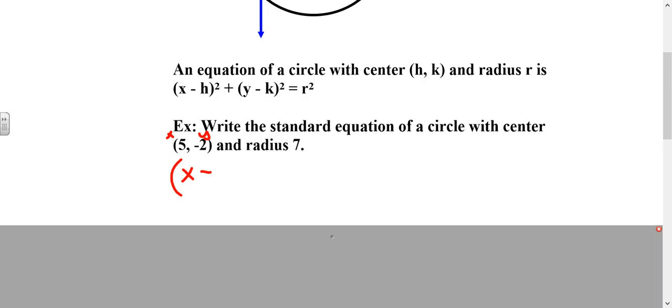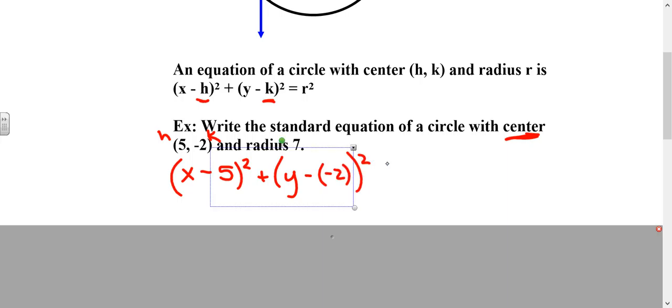I'm sorry, I shouldn't have written xy. xy is the same as hk. So we have (h, k), because this is the center. So the center is whatever h and k are here. So we have (x - 5) squared plus (y - -2) squared equals, and then we need to do r squared, so the radius would be 7 squared.